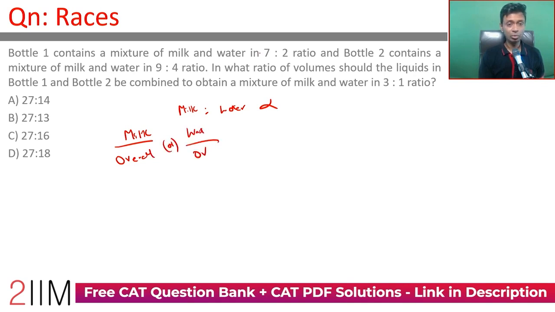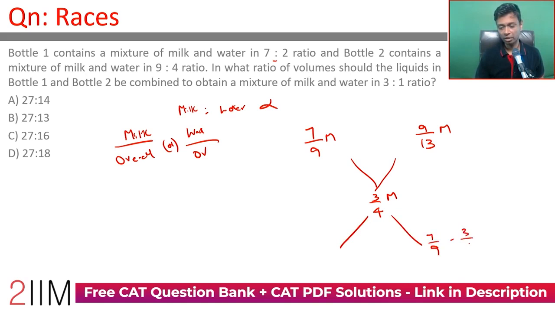One of these two. So I want to say this is 7/9 milk. This is mixed with 9/13 milk in some ratio to give us 3/4 milk. 7/9 milk is mixed with 9/13 milk to give us 3/4 milk. And in what ratio should this be mixed? It is the alligation approach. So this will be 7/9 minus 3/4. This will be 3/4 minus 9/13. 7/9 is more than 9/13. And so 7/9 minus 3/4, LCM is 36.